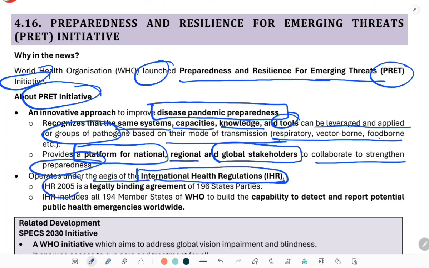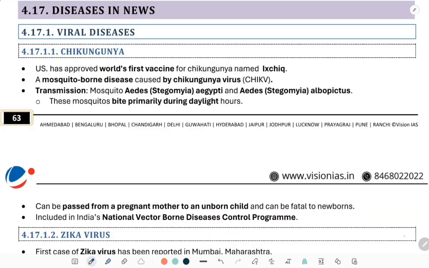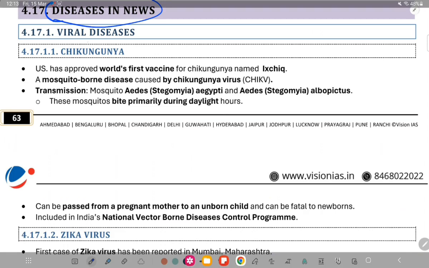IHR 2005 is a legally binding agreement of 196 state parties. IHR includes all 194 member states of WHO to build the capacity to detect and report potential public health emergencies worldwide. We'll see some diseases which were recently in the news.